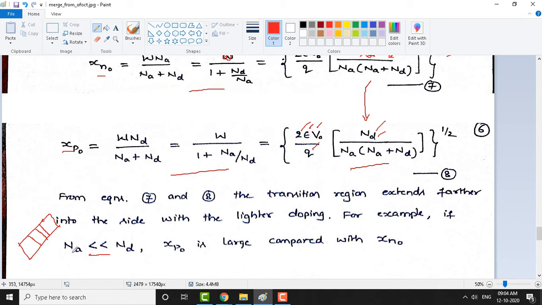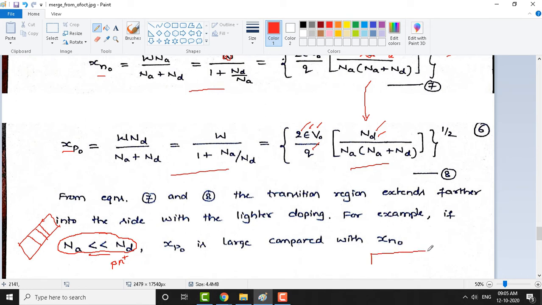For example, if Na is very much less than Nd, which region is heavily doped for this particular type of doping? Any idea? N type, yes. The type of diode is PN plus, is it right? Yes, sir. Okay, so this is the type of diode. That means if you see the depletion region, it extends towards the P side.